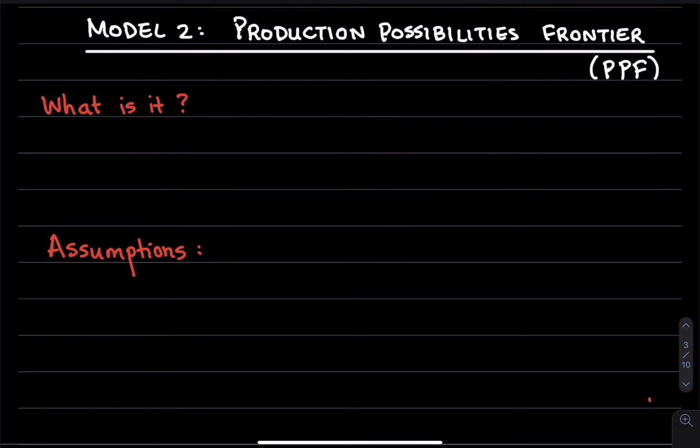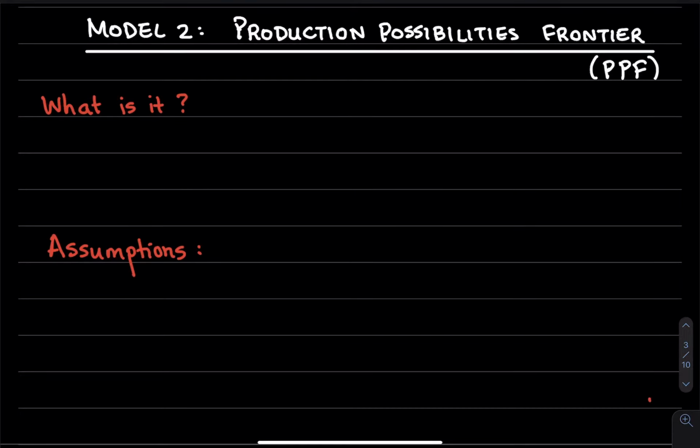So here we'll turn to the second economic model in this chapter, which is called the Production Possibilities Frontier, or PPF in short. As the name suggests, this is talking about production in an economy, and it's talking about what is possible when we think about production. Okay, and we'll talk about what we mean by frontier a little bit later.